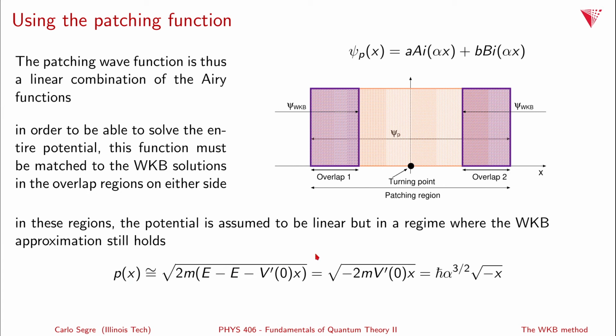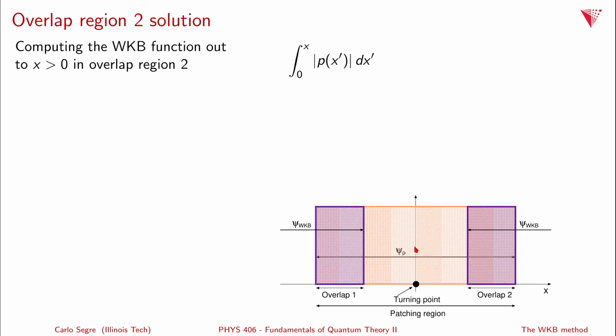Now, if x is less than 0, then clearly the momentum is positive. If x is greater than 0, then the momentum is imaginary. So let's first look at overlap region 2, where x is greater than 0. So we're going to compute the WKB function out to x greater than 0, in overlap region 2. So we want to figure out what the WKB approximation is out here.